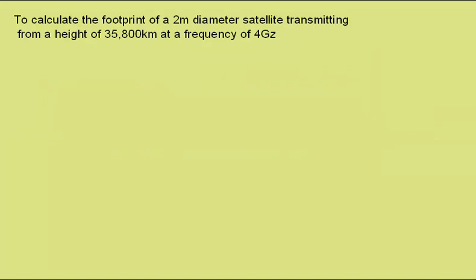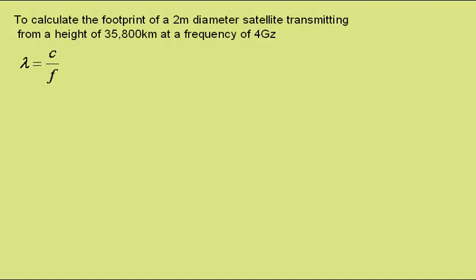Now to look at how we would calculate the footprint of a 2-meter diameter satellite transmitting from a height of 35,800 kilometers at a frequency of 4 GHz, the lowest frequency used and therefore the largest wavelength.